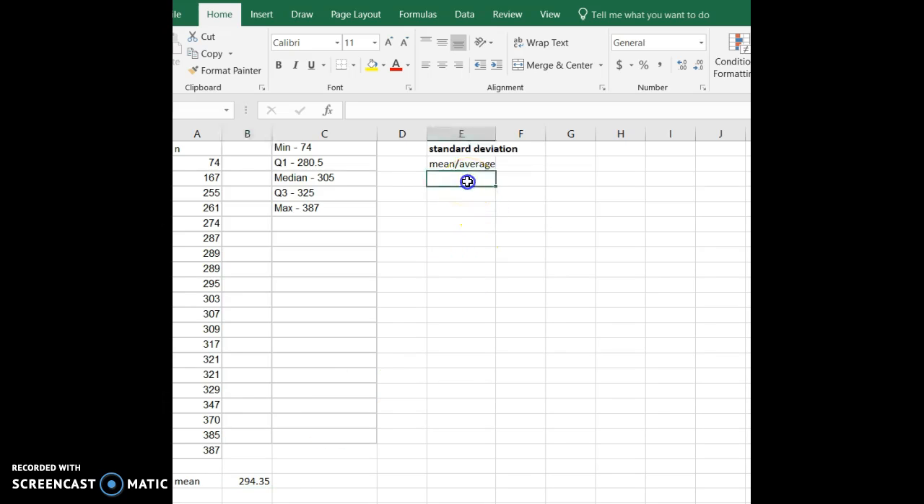Now, usually when we are working with standard deviation, we call the mean X bar. So it's a large X with a bar on the top of it, but I can't seem to find that anywhere in any of the symbols. So I'm just going to make it large X, but you have to remember that it's actually X bar. It should have a bar on the top of it. Now, the mean is always going to be 294.35. It's always going to be the same.